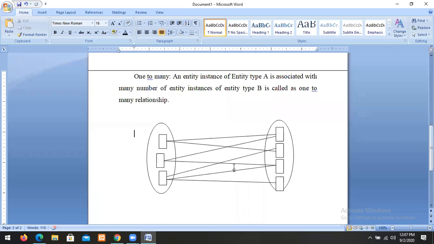What is one to many? In the case of a one to many relationship, an entity instance of entity type A is associated with many entity instances of entity type B. That is called a one to many relationship.